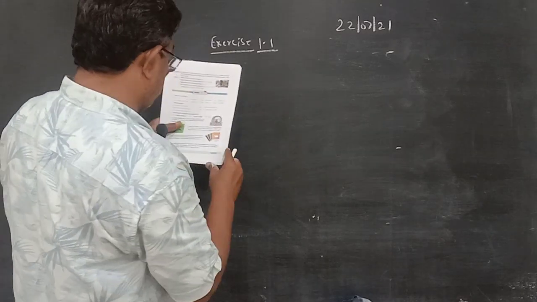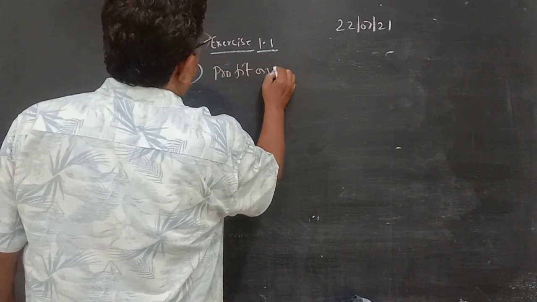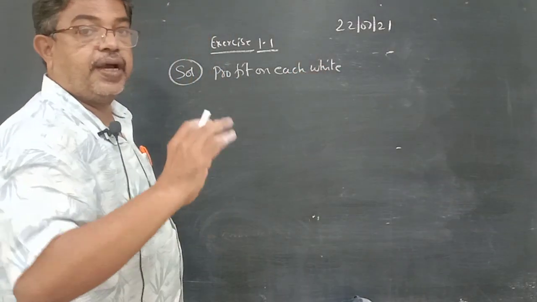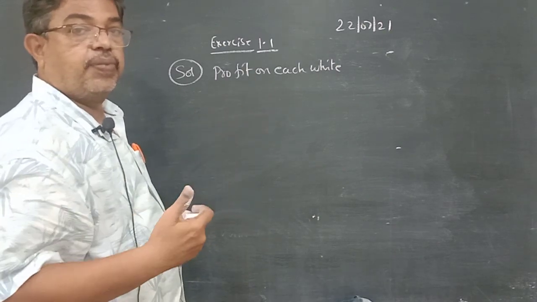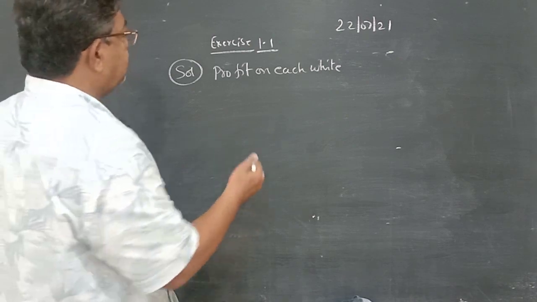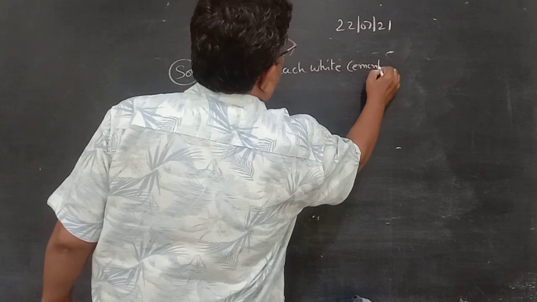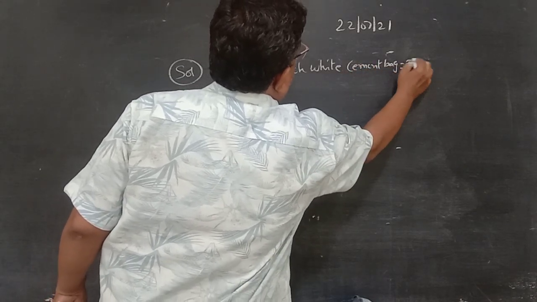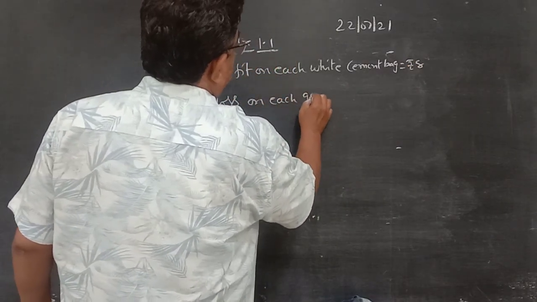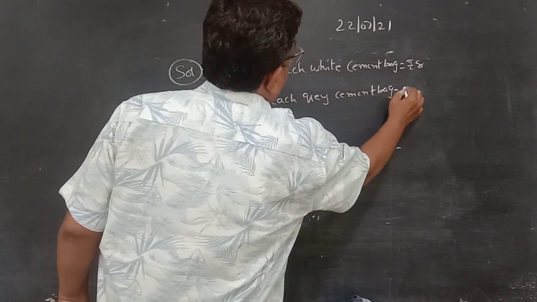So he is getting 8 rupees profit on white cement. You can elaborate the steps. In the previous problem, I wrote in a short form. You can write profit on each notebook, 5 rupees, loss on each pen. Like that also you can expand and write. And now I am writing in that way. Profit on each white cement bag is equal to rupees 8. Loss on each grey cement bag is equal to rupees 6.